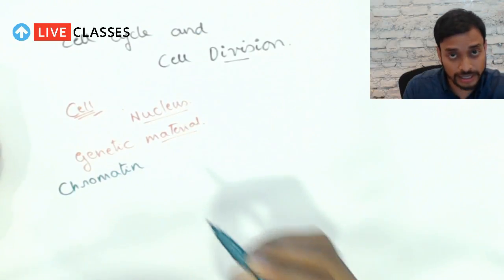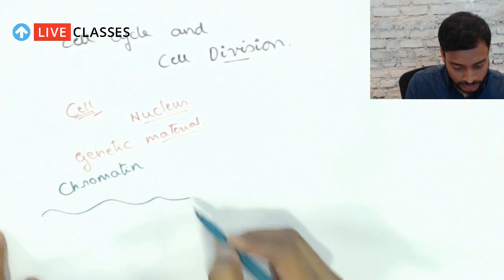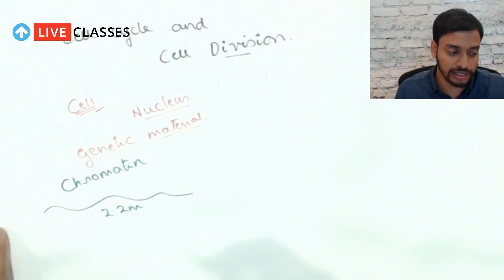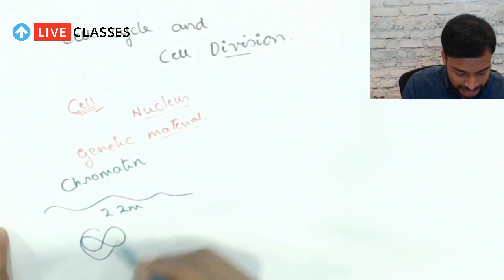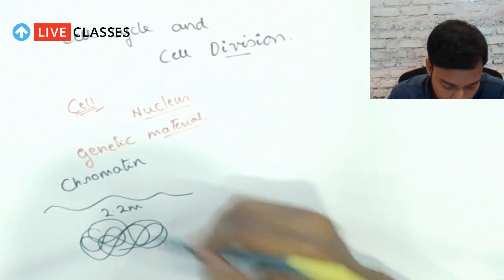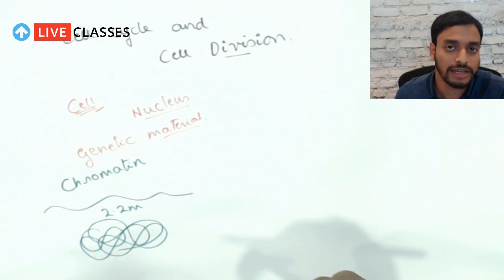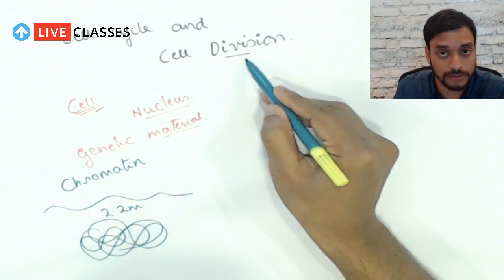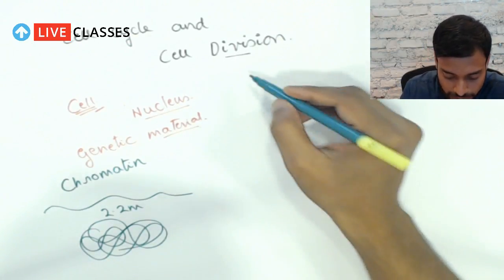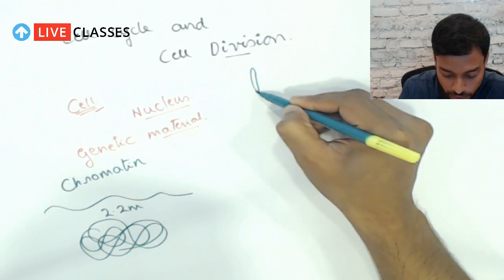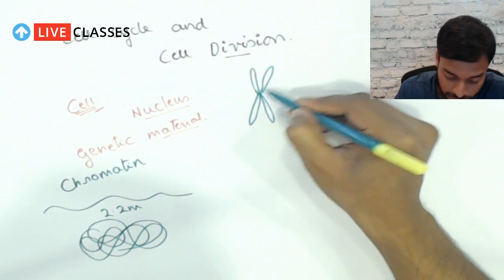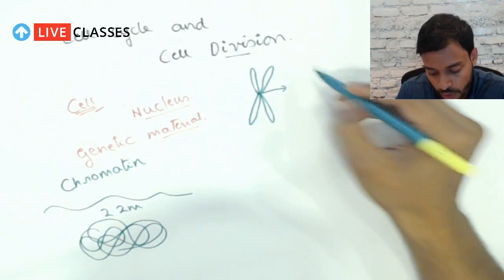So what is chromatin? The length of DNA is about 2.2 meters, right? And inside the nucleus, this DNA stays as a chromatin network in this form. Now we'll see different forms that form during the process of cell division. In this process, a certain structure forms. You must have seen this structure. It looks like a butterfly, but it's not a butterfly.